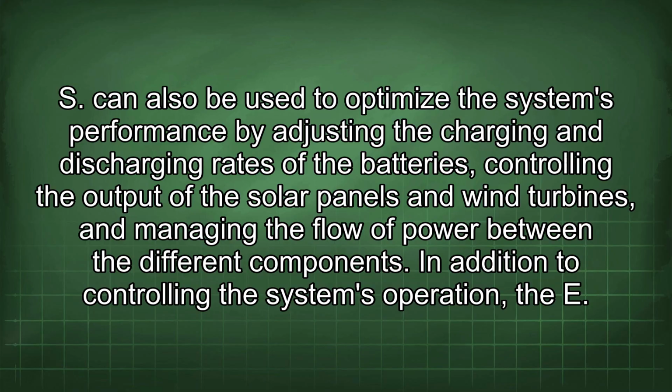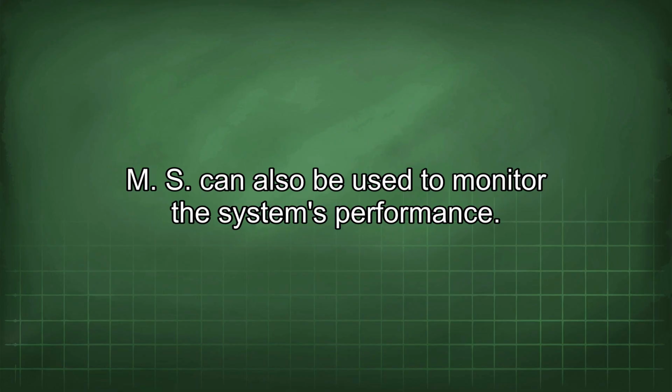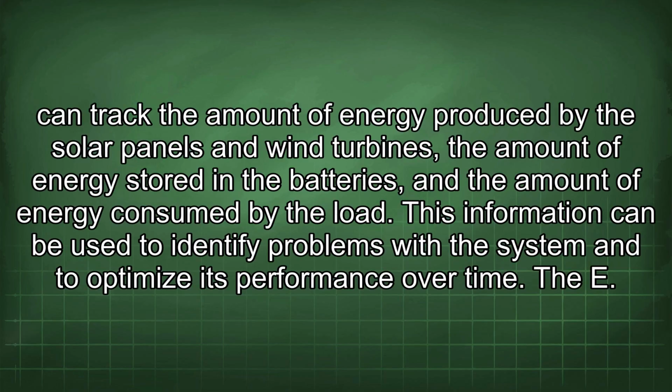In addition to controlling the system's operation, the EMS can also be used to monitor the system's performance. The EMS can track the amount of energy produced by the solar panels and wind turbines, the amount of energy stored in the batteries, and the amount of energy consumed by the load. This information can be used to identify problems with the system and to optimize its performance over time.